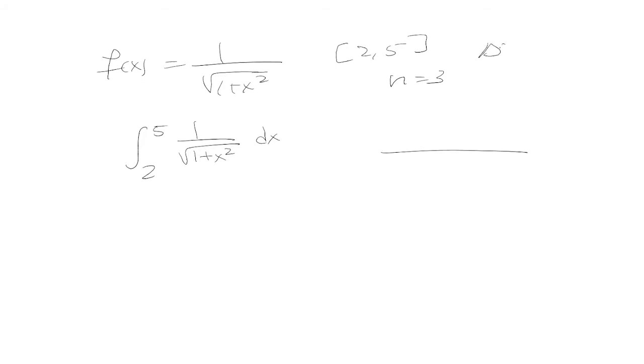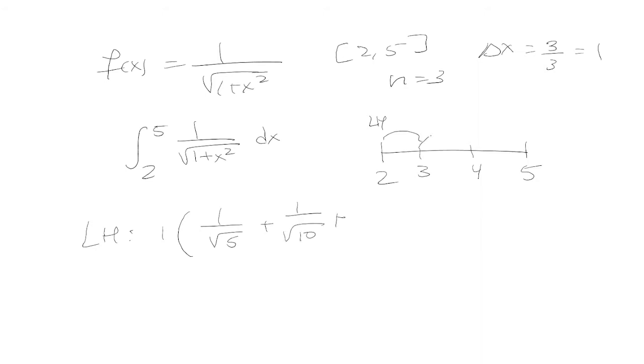So delta x is b minus a over n, which is 1. Start at 2, jump by 1 to get to 5. So for the left hand, we're going to start on the left here. We're going to factor out delta x, and then we're going to plug in x equals 2. And then we'll go to x equals 3. And then x equals 4. So we have 3 rectangles here, and we stop.